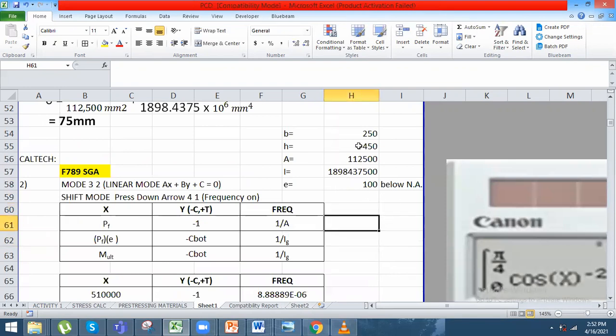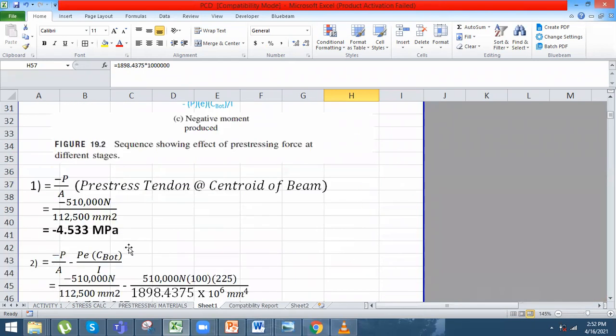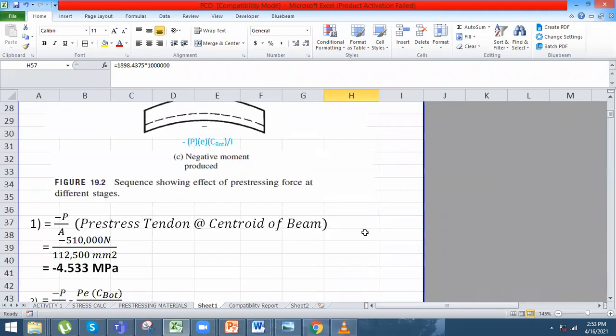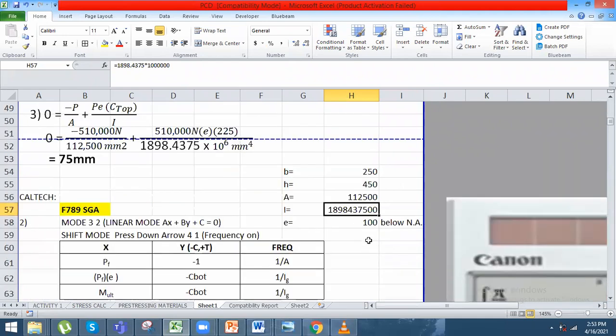Itong beam natin, meron tayong beam na ang width niya is 250 and it has a height of 450. Okay, so yung area niya is 250 times 450, that is 112,500 and it has a moment of inertia na 1894375, which is pares lang din siya dito, no? Yung 194.4375 times 10 raised to 6. So, we have an eccentricity na 100 below the neutral axis.